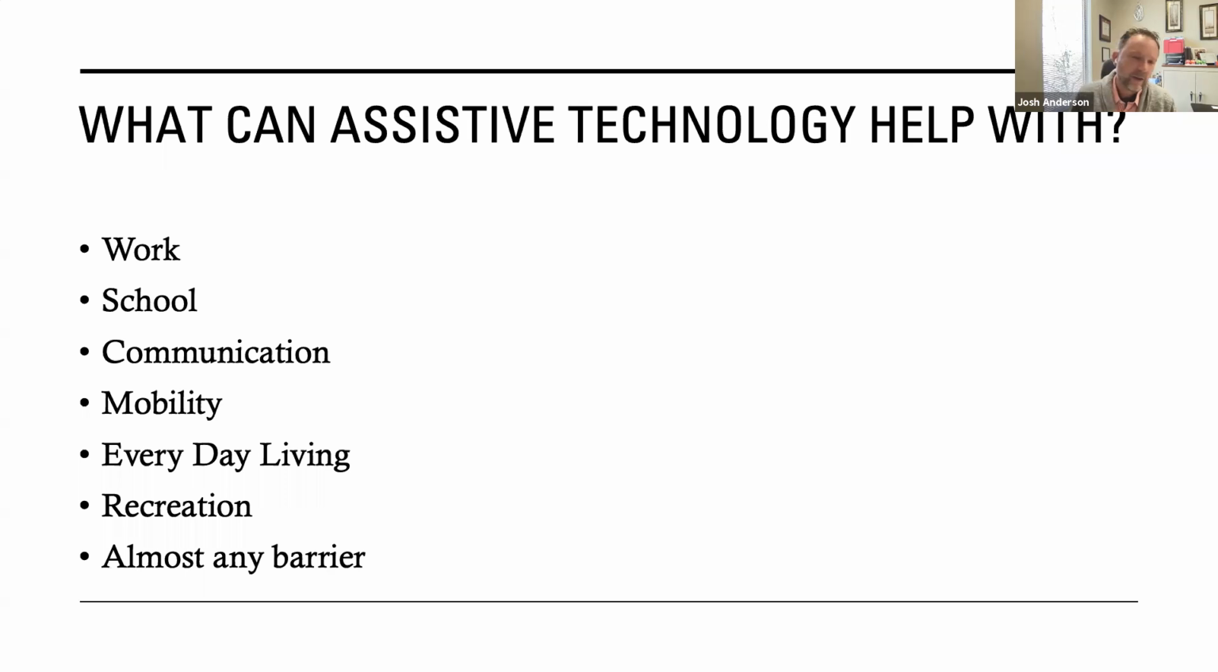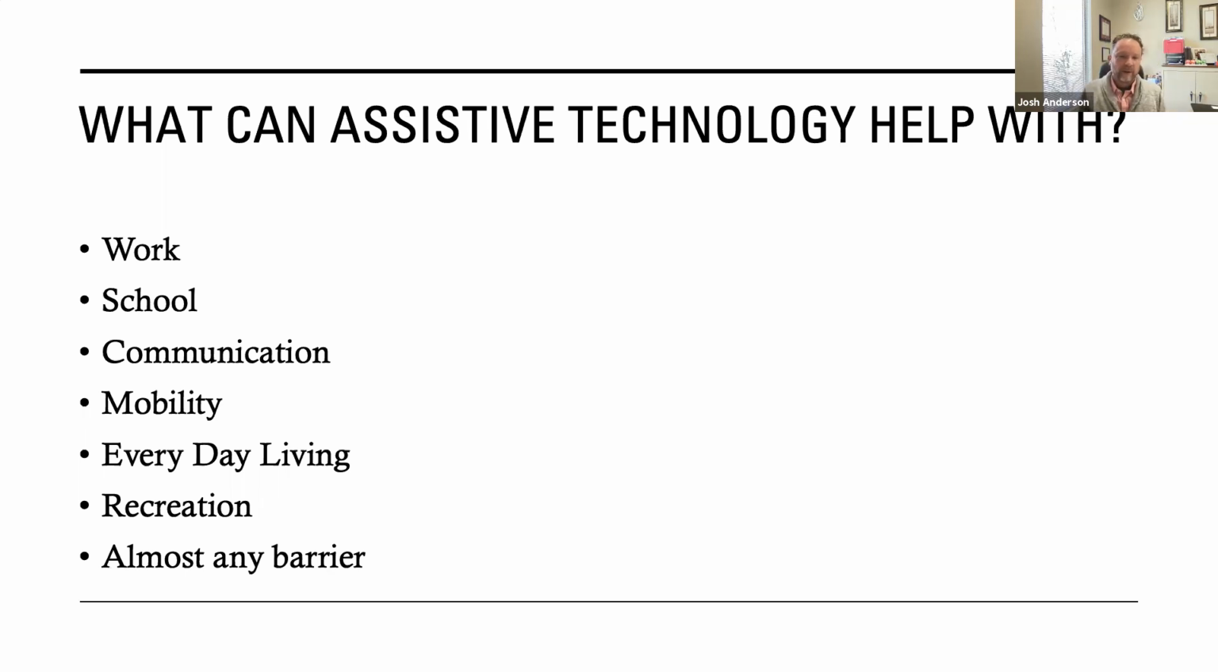For mobility, all kinds of different things can help, from the wheelchair to, I would even say, a walker. A cane could probably be considered assistive technology because it is helping me get over that barrier and ambulate easier. Everyday living could go on forever, from eating, clothing, bathing, just getting out of bed, getting onto the toilet, off of the toilet, all these different things. There's different technologies that can help.